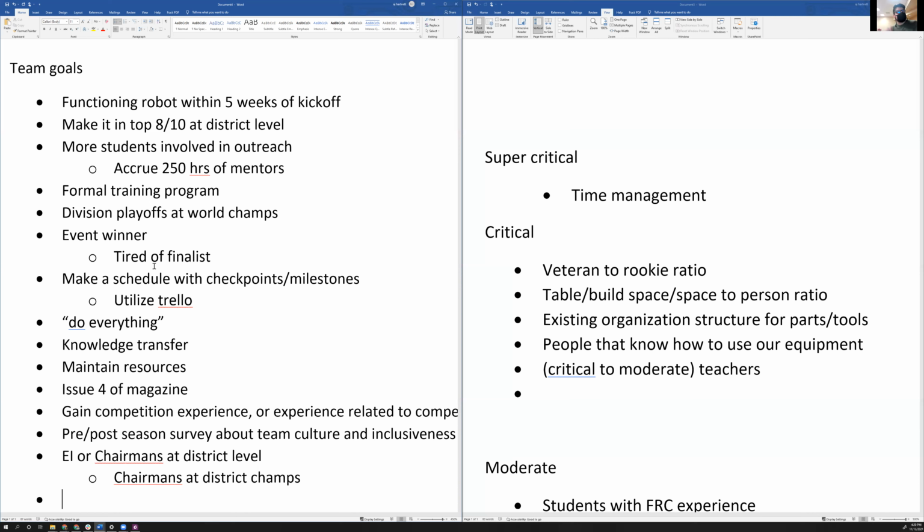All right. Just for our rookies on the team, we won Chairman's at the district champs level in both 2020 and 2021. And we're only one of two teams that have won it two years in a row. It's us and 2468. So that's some really awesome company to be in. So anything else?